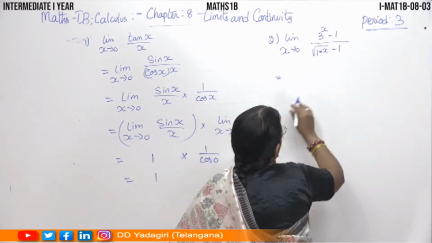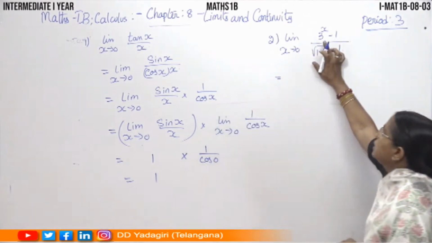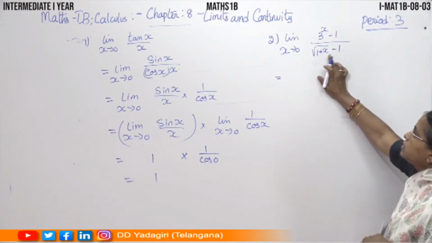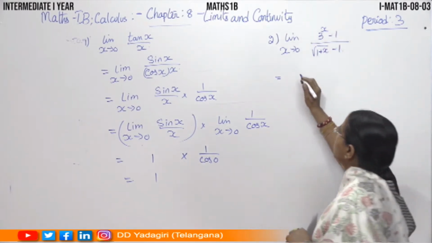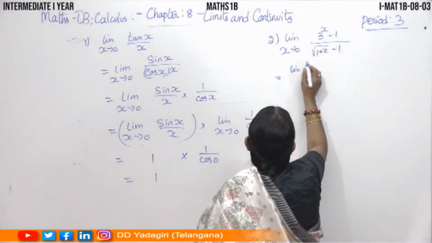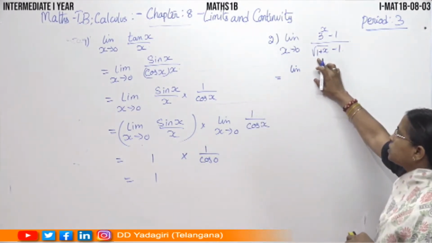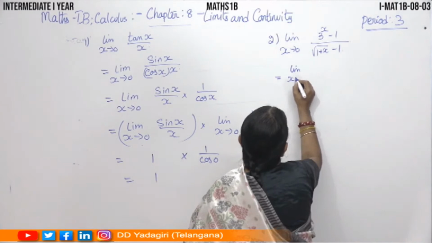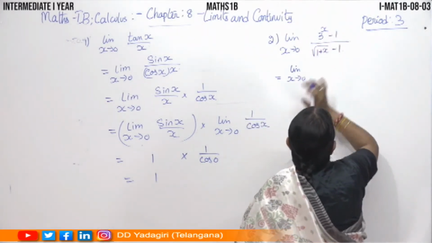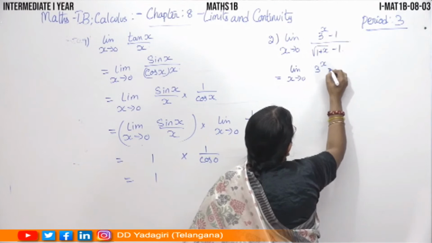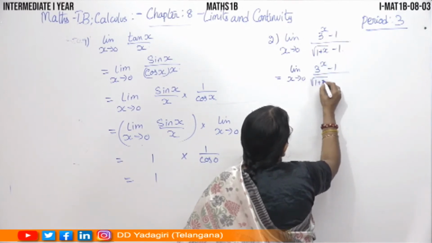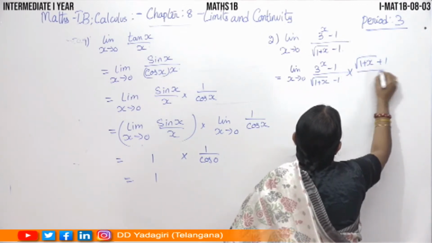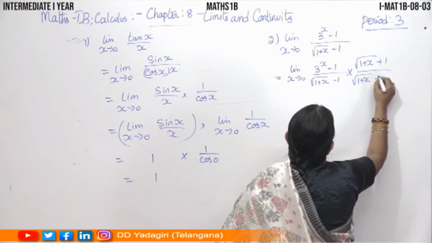Here again when I substitute 0, 3 power 0 minus 1 is 1 minus 1, 0, and in the denominator again 1 minus 1, 0, so it is 0 by 0 form. So you have to simplify. Because you have an irrational root here, you rationalize. One idea here is to rationalize. You cannot directly get the a power x minus 1 by x form. So what you do? Rationalize by multiplying with root of 1 plus x plus 1 by root 1 plus x plus 1.